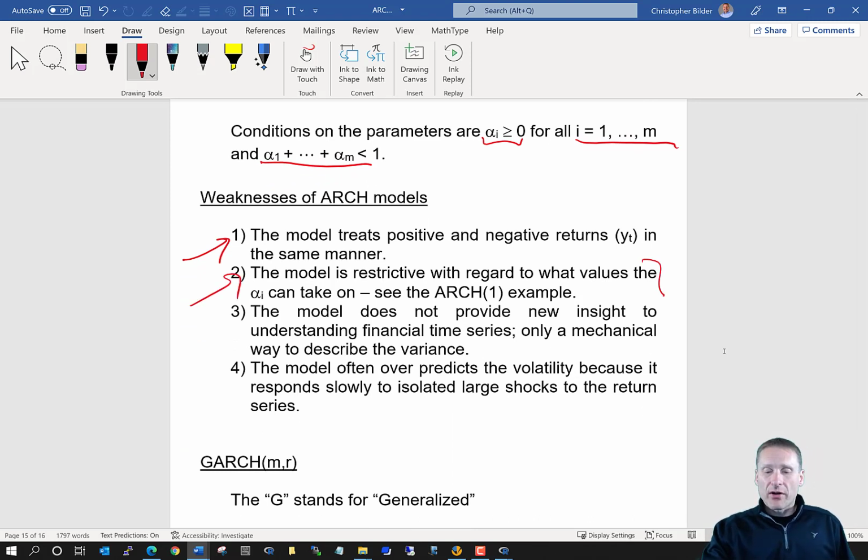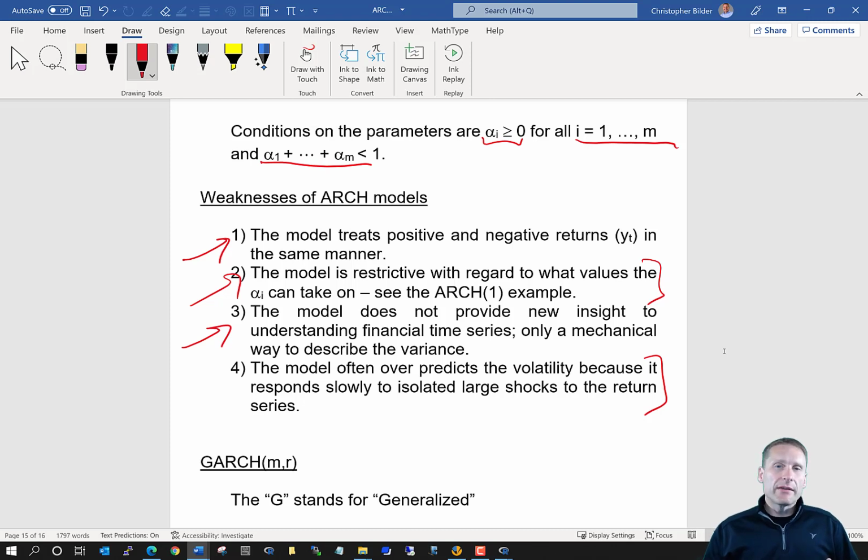The model is restrictive with respect to what values the alphas can take on, as we saw previously. And something that's really interesting too is that the model does not provide new insight to understanding the financial time series. It does not tell you that in, let's say, 1 year, you will on average have a lot more money. Rather, what this is doing is focusing on a mechanism to describe the variance itself. And unfortunately, the model can often overpredict the volatility because it responds slowly to isolated large shocks or large amounts of variability in the return series itself.